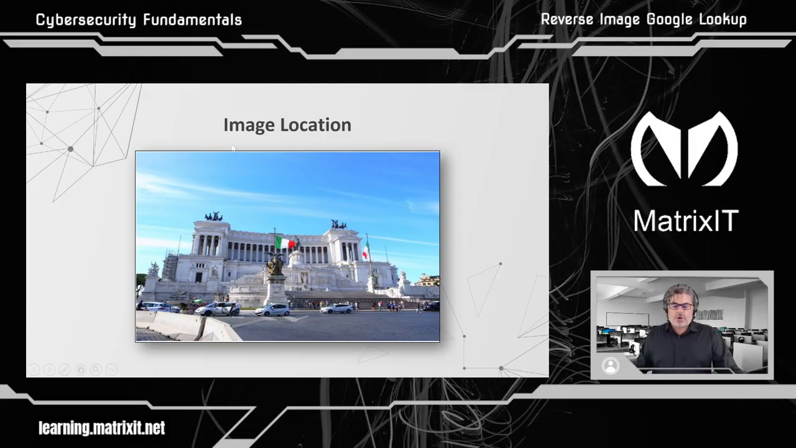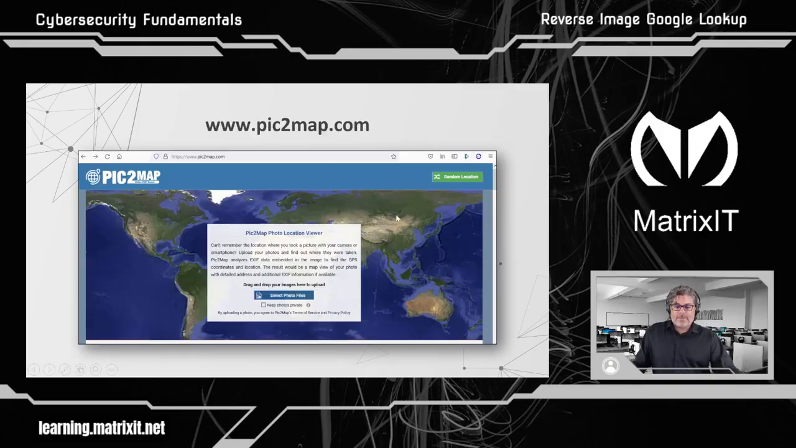So here's a picture. It's an Italian flag, so it's in Italy. If you've been to Italy, maybe you recognize it. I don't recognize it. It seems pretty fancy to me. But anyways, you've got a picture like this, right? So you can go to a place called pick2map.com. If you go there, this is the main screen. You can give it a picture and see what data's in it. And one of those pieces of data is the location.